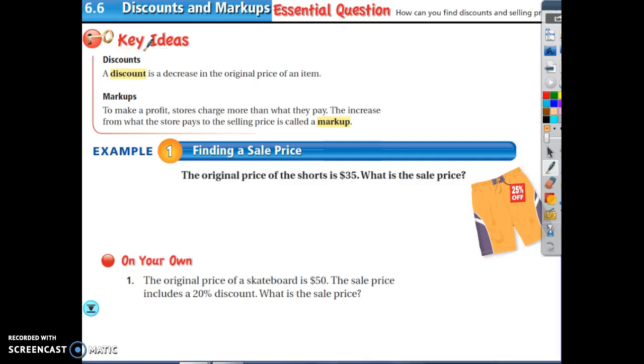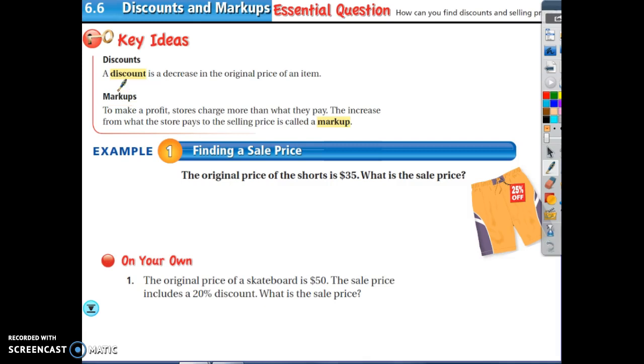On the other hand, a markup, as we can see here, is when a store will purchase something and then sell it for an amount that is greater than they bought it for. For example, a store might buy something for $15, but then sell it for $20. They do this in order to earn a profit or in order to make money.